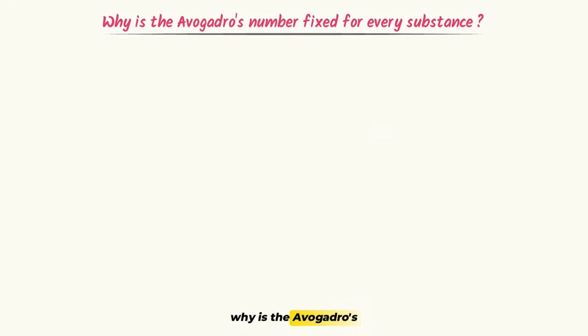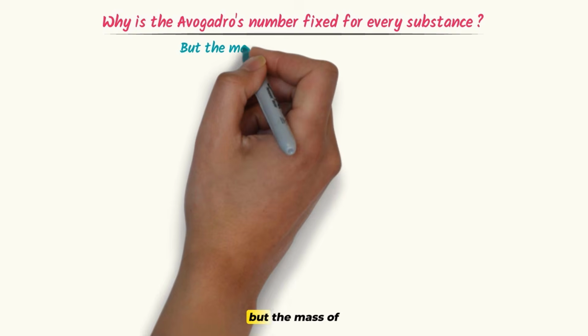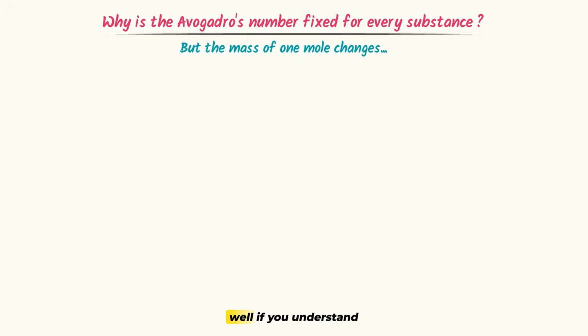Why is Avogadro's number fixed for every substance, but the mass of 1 mole changes? Well, if you understand this very important question, it is going to help you a lot in chemistry.